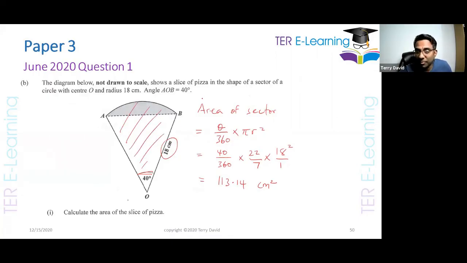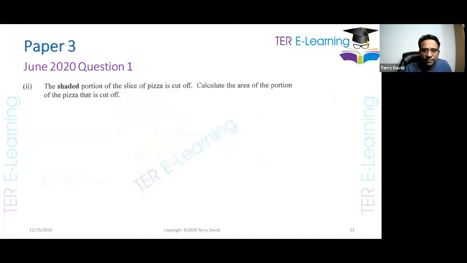So this is our formula. That formula is given to you in the exam. So that's all we're doing there. So that's part 1. Let's see what they have for part 2. The shaded portion of the slice of the pizza is cut off. Calculate the area of the portion of the pizza that is cut off.